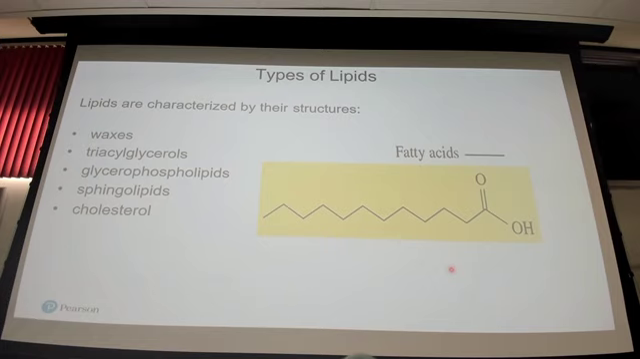Does that make sense? Yes. Are triacylglycerols and triglycerides, are those terms interchangeable? Yes, and that's actually a great question, and we're going to talk about that.